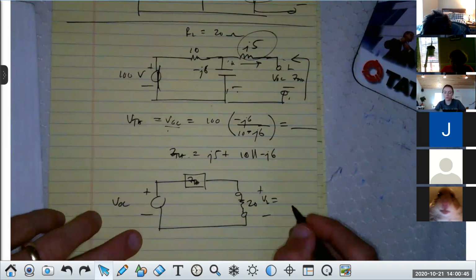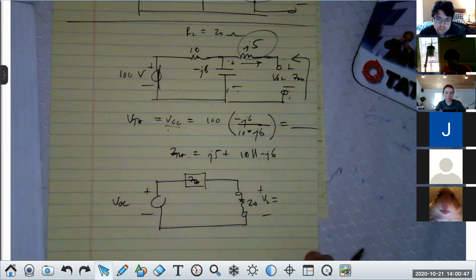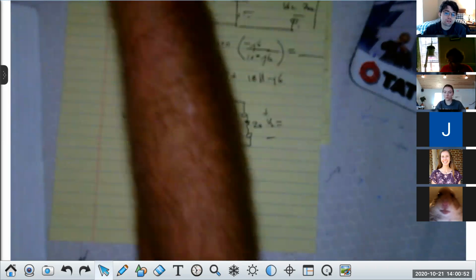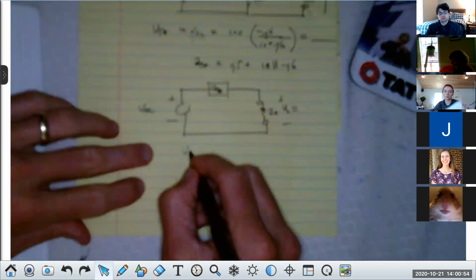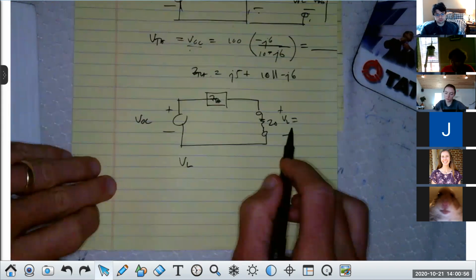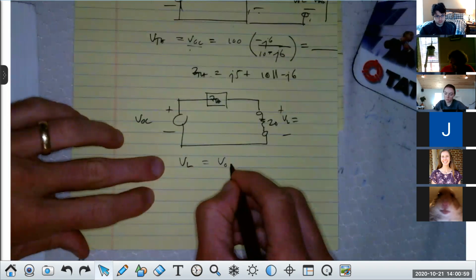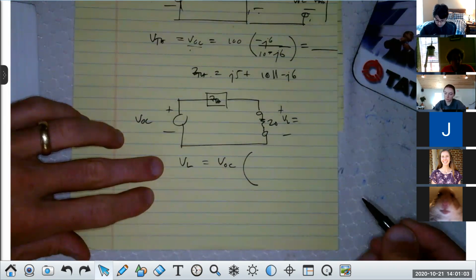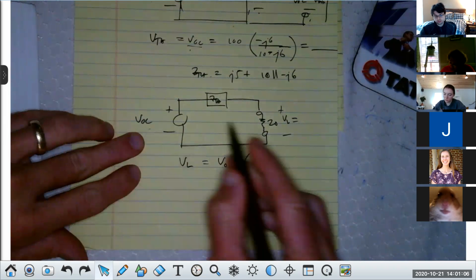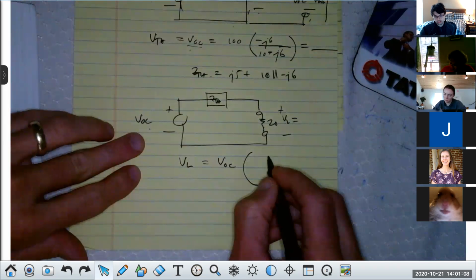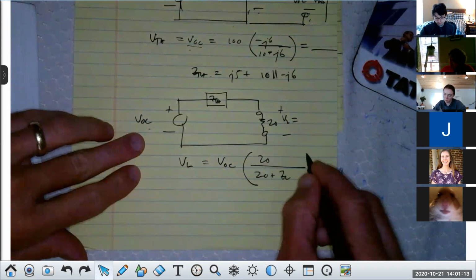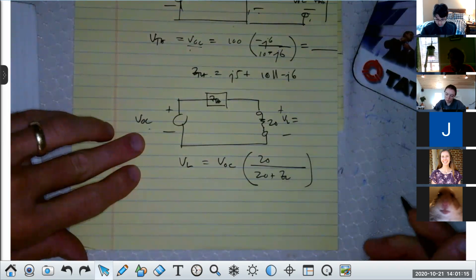So what will it be? VL would be, this is the voltage, it would be VOC, right? Times what? It's voltage division, it's what I'm going to use. You agree with that? It's going to be VOC, that's the source voltage, multiplied by 20, that's the load, over 20 plus ZL. You agree with me? Yes. Everybody good with this here?